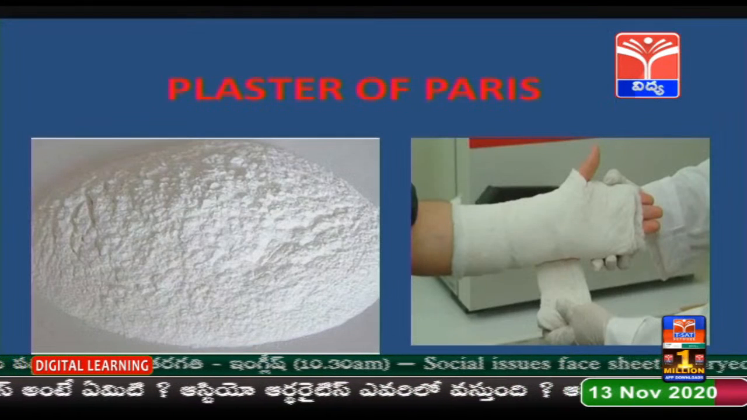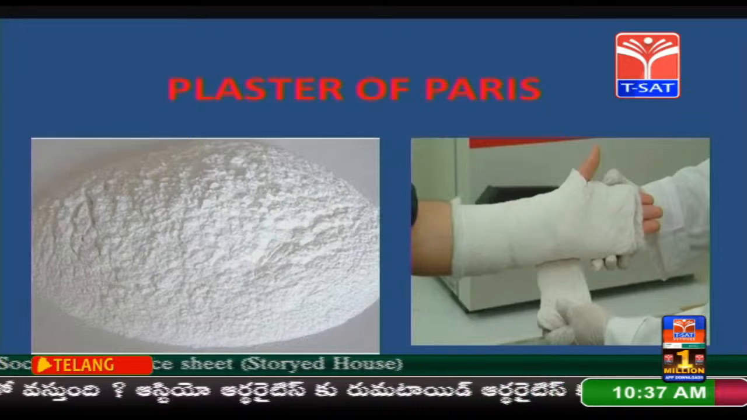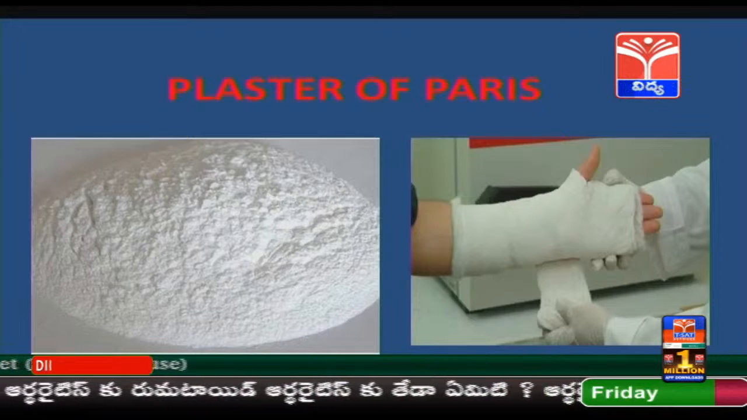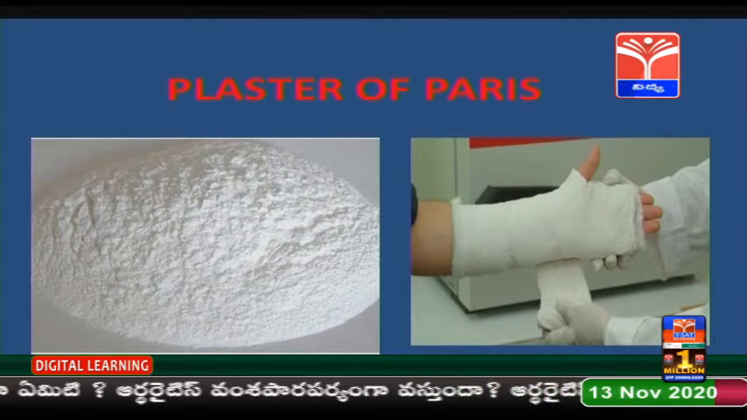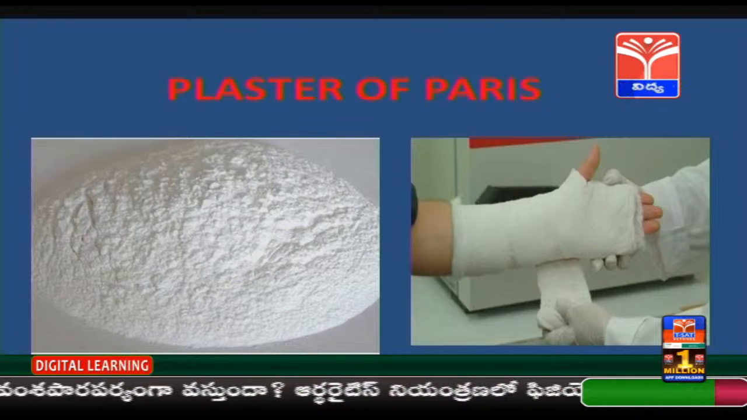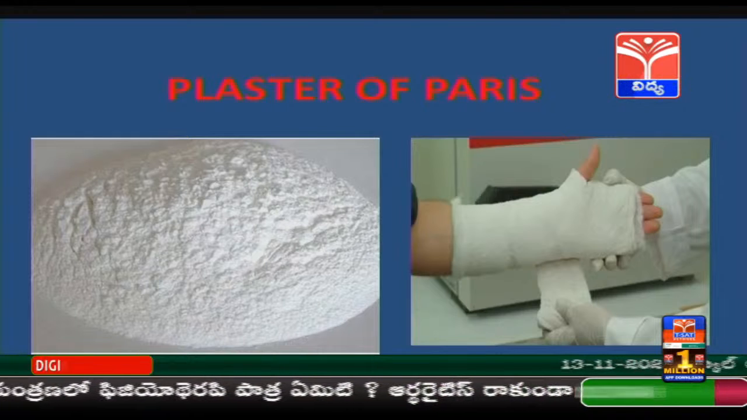Next, another important salt which can be prepared from sodium chloride is plaster of Paris. Now, what is plaster of Paris? Normally we use it for decorative articles and toys at our home, and also here you can see the picture, he is putting a plaster of Paris bandage there.